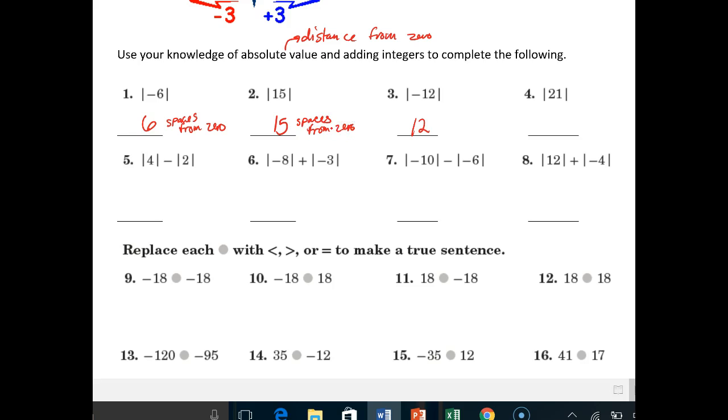These ones get a little trickier down here. What's the absolute value of 4? Well, it's 4. What's the absolute value of 2? Well, it's 2. What is 4 minus 2? 2. That's your answer. What's the absolute value of negative 10? 10. What's the absolute value of negative 6? Positive 6. 10 minus 6 is 4.